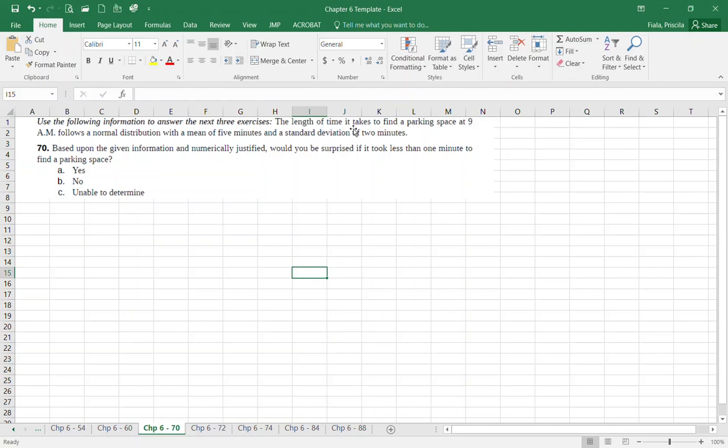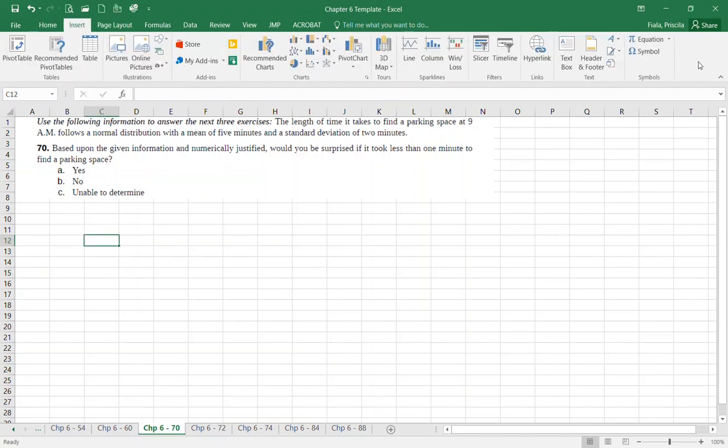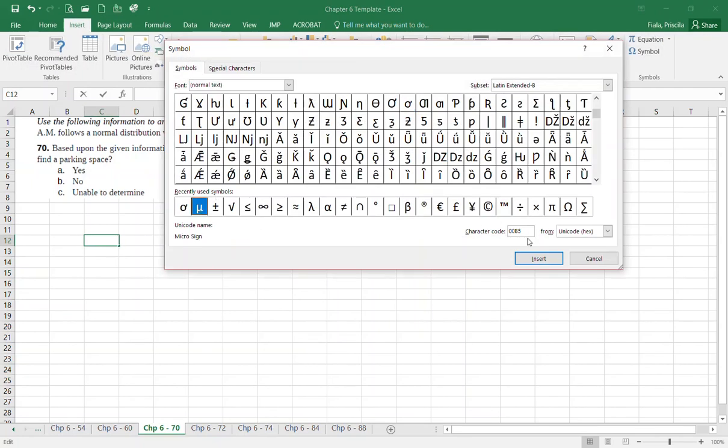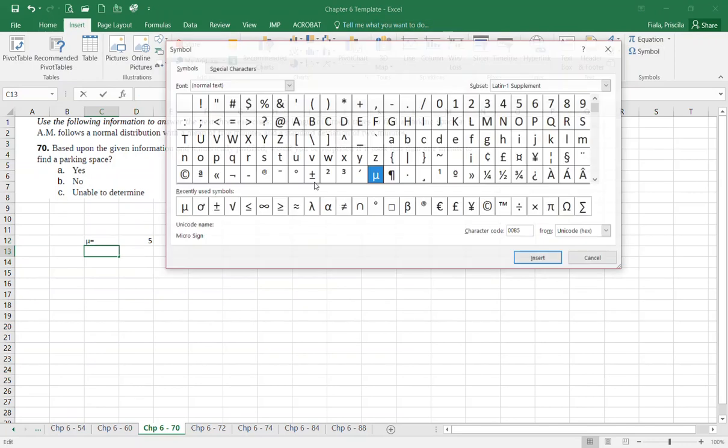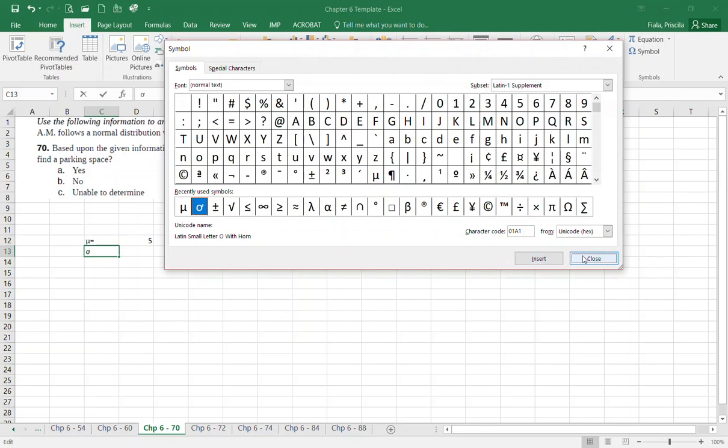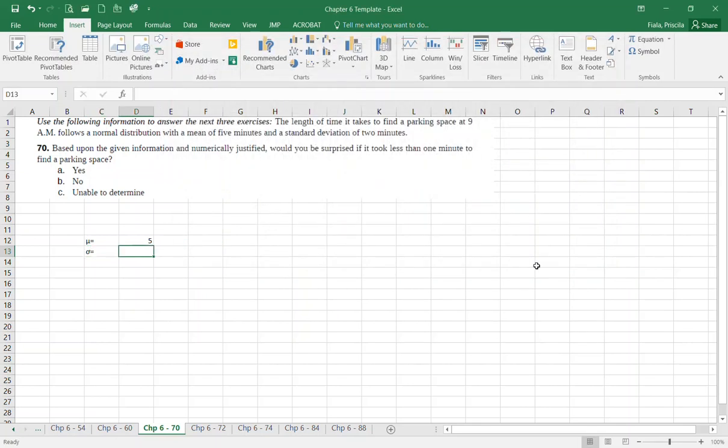It says the length of time it takes to find a parking space at 9 in the morning follows a normal distribution, so we know that's our curve, with a mean of 5 minutes and a standard deviation of 2 minutes.